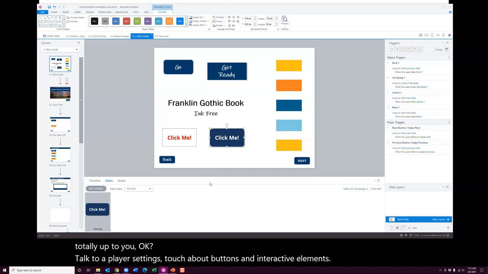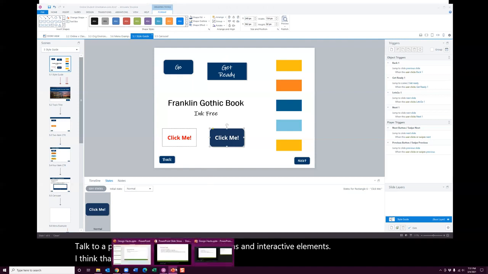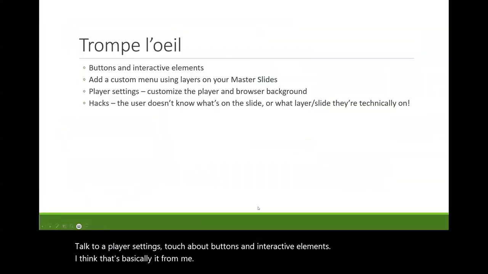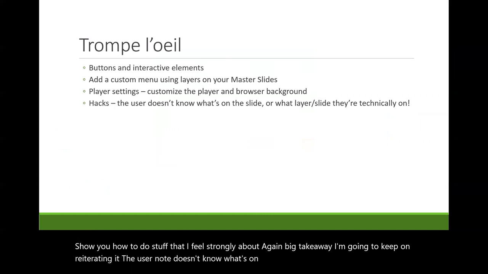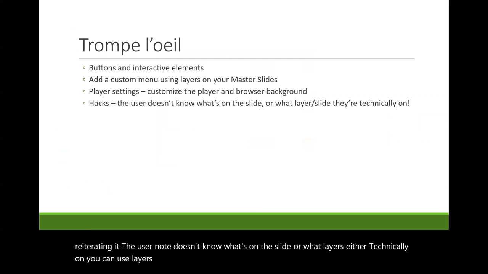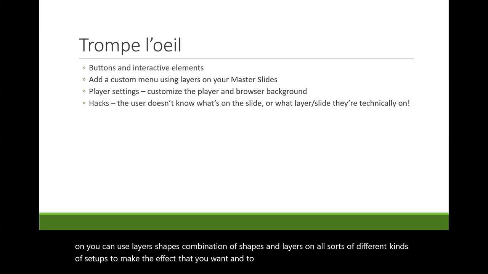I think that's basically it from me showing you how to do stuff that I feel strongly about. Again, big takeaway, I'm just going to keep on reiterating it: the user doesn't know what's on the slide or what layer they're technically on. You can use layers, shapes, a combination of shapes and layers on all sorts of different setups to make the effect that you want. And to the user, it's going to feel seamless.